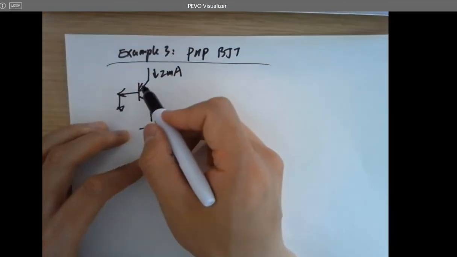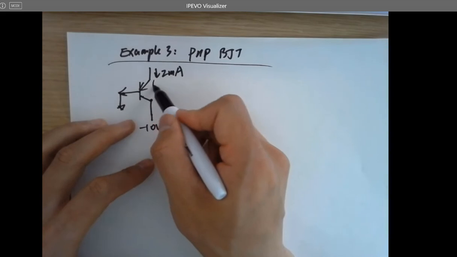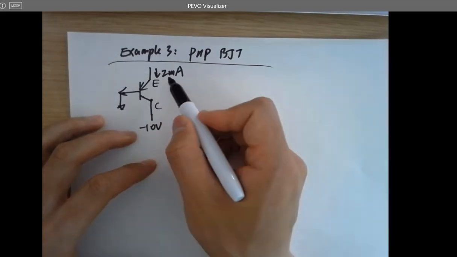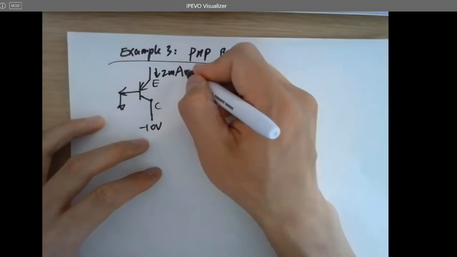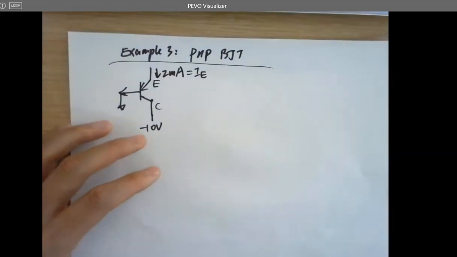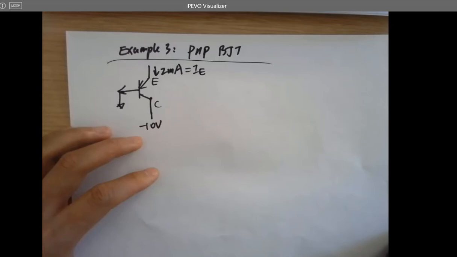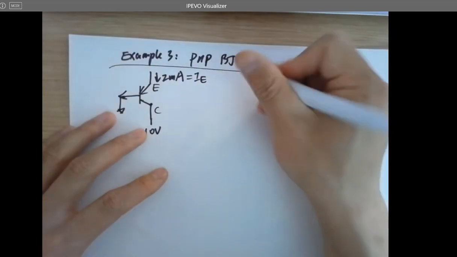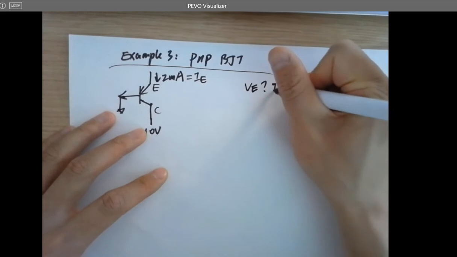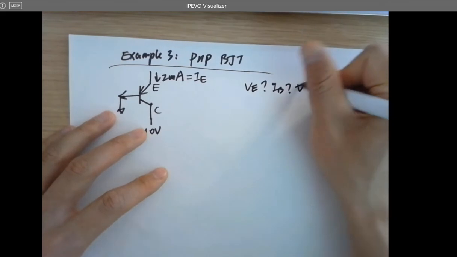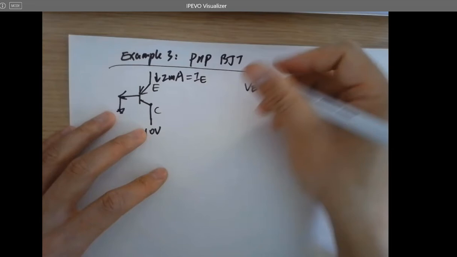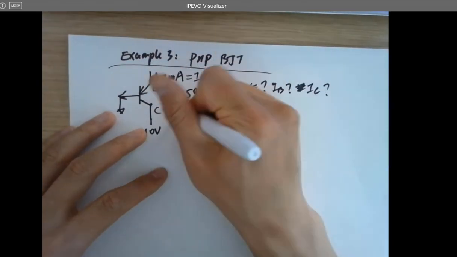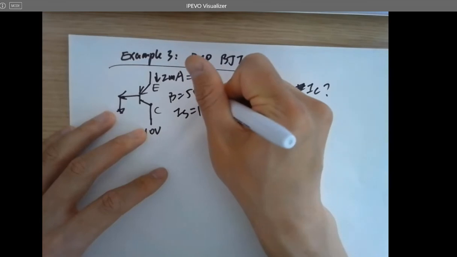And the arrow is always at the emitter. So here's the emitter, here's the collector. And so the 2 milliamps is going to be the IE, the largest current. So this is asking for VE, IB, and IC. Beta is given, beta is 50. And IS is also given, which is 10 to the minus 14 amps. Yes?